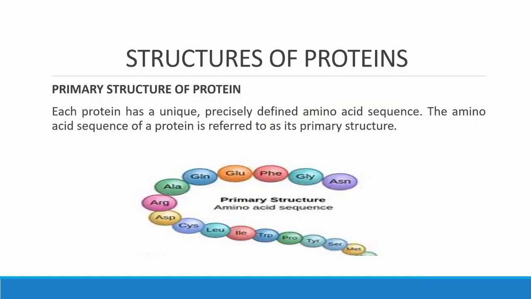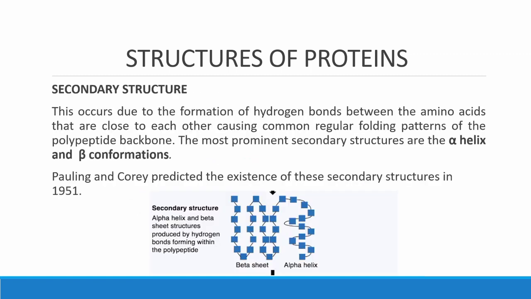Now, structures of proteins: we have the primary structure, the secondary structure, the tertiary structure, and the quaternary structure. The primary structure is made up of the unique and precisely defined amino acid sequence. For every protein, there's a specific amino acid sequence. Coming to the secondary structure, we have two: the alpha helix and the beta pleated sheets. They are formed by hydrogen bonding between amino acids present in the amino acid sequence.